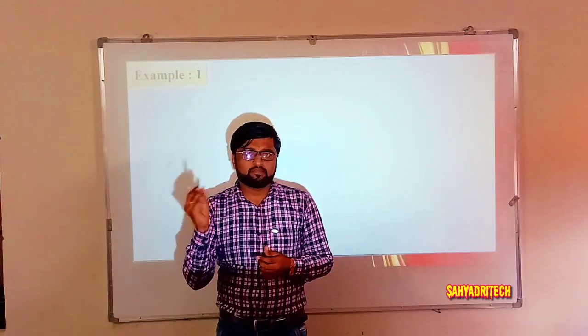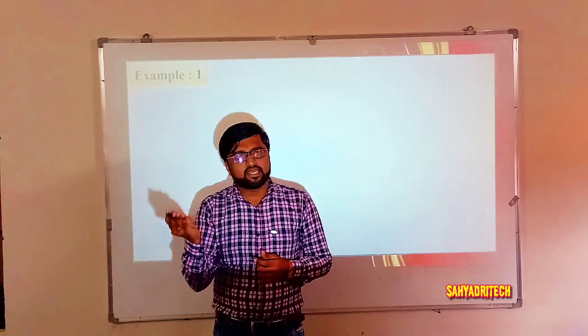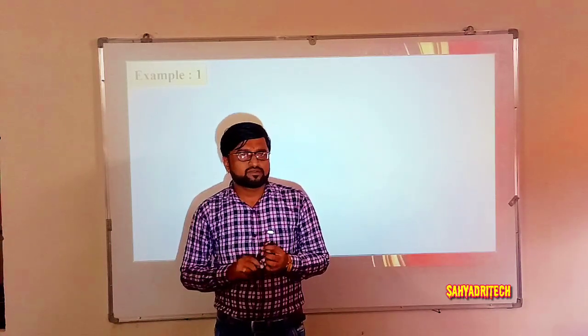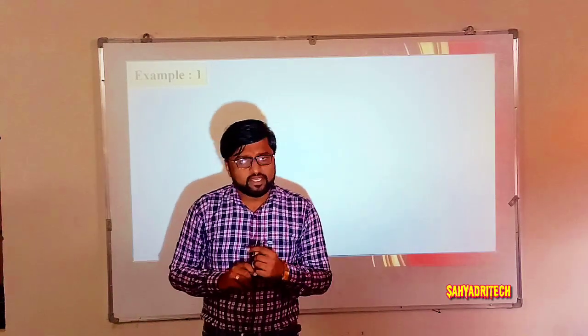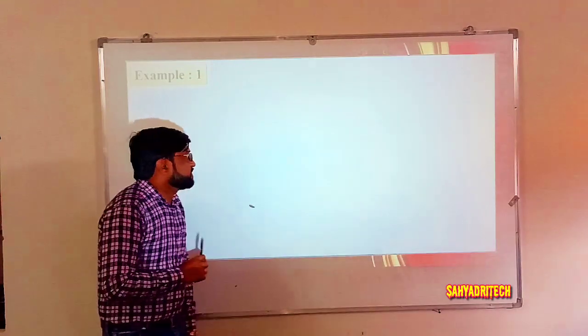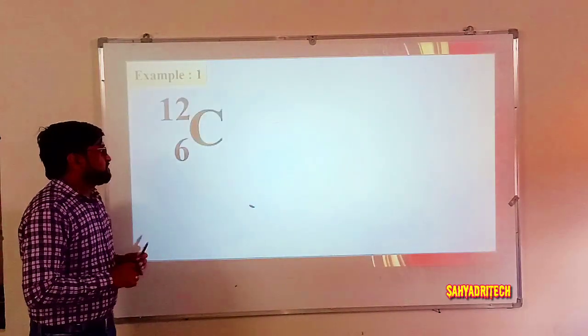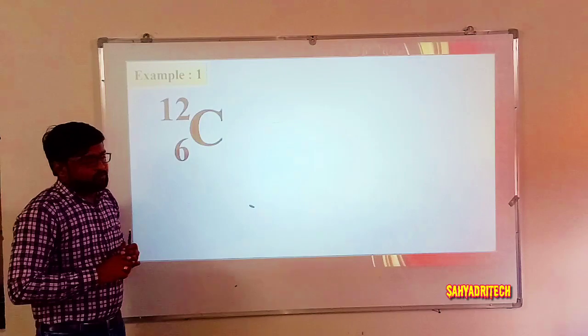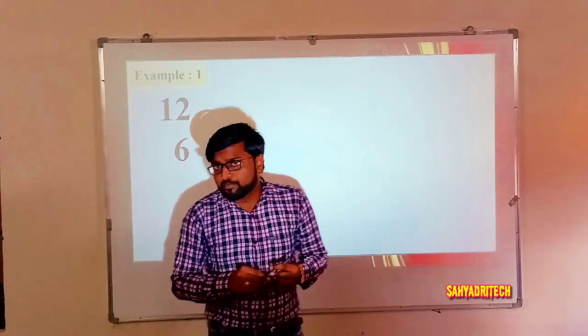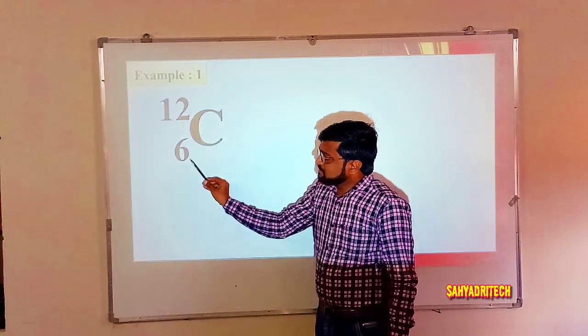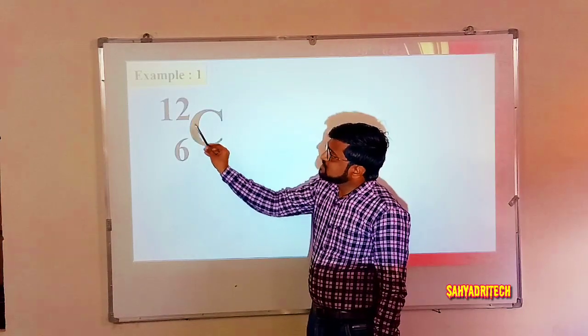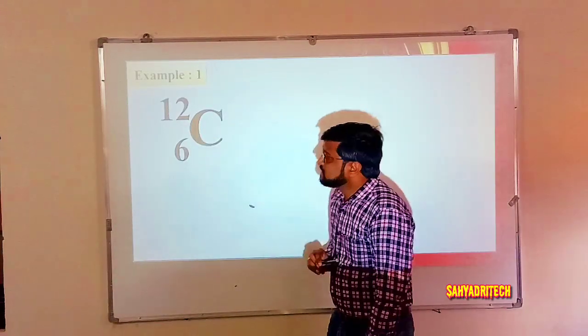Okay, whatever the quantity, plus means plus we have to take, minus means minus we have to take. While going with the examples, it will be more clear for you. Coming to the first example, say carbon 12 isotope. Carbon 12 isotope means carbon atomic number 6, mass number 12, we know this.